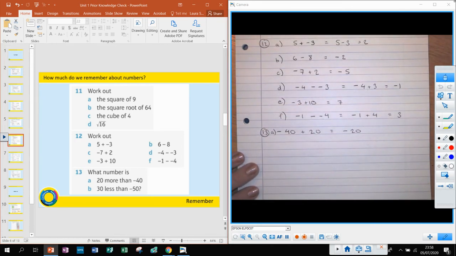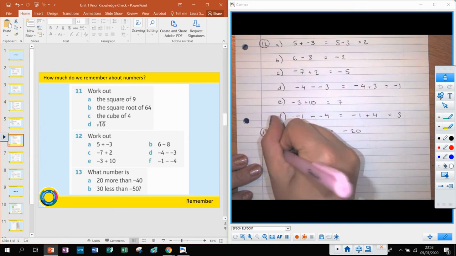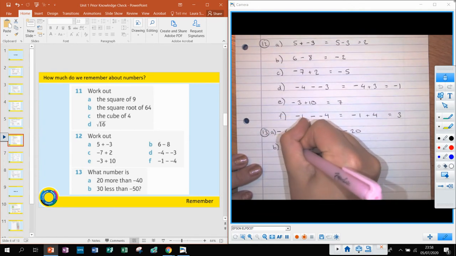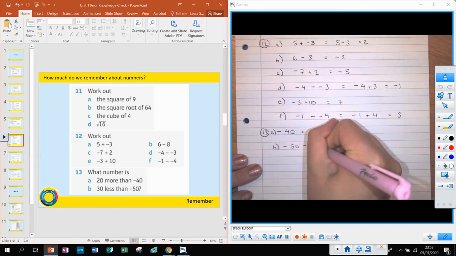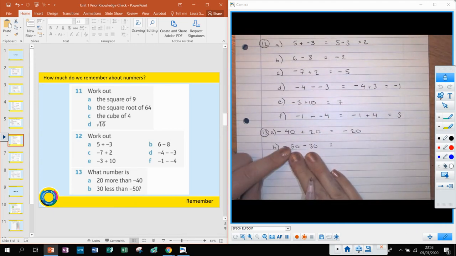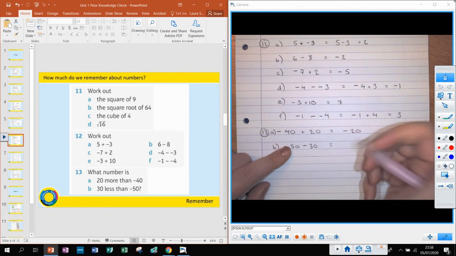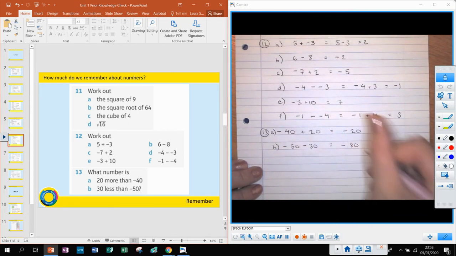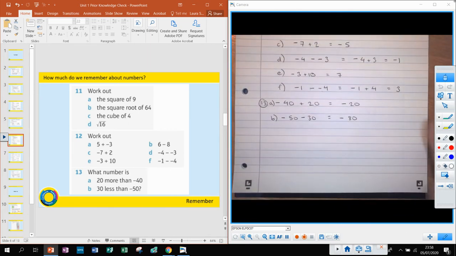30 less than negative 50. Well, if they're saying less, that's subtraction. So we start with negative 50 and we take away 30 because it wants 30 less. If I'm already at negative 50 degrees and I drop another 30, we're going to get colder, so that's negative 80. With your negatives and with your adding and subtracting negatives, I really want you to think about temperature. It does help make a lot more sense.